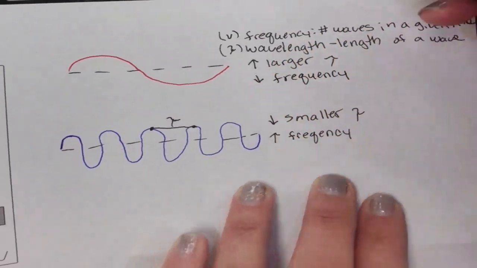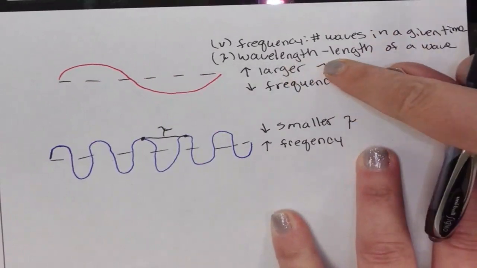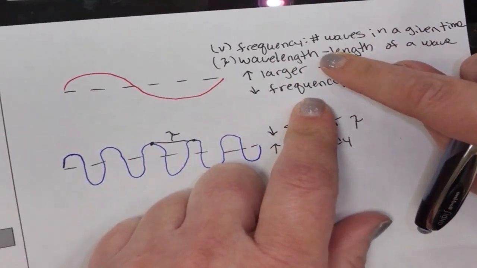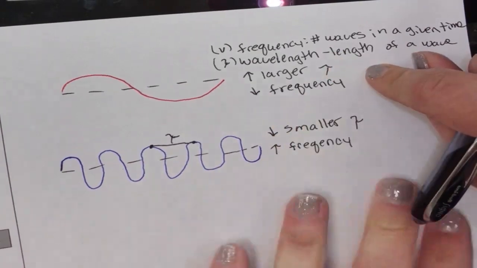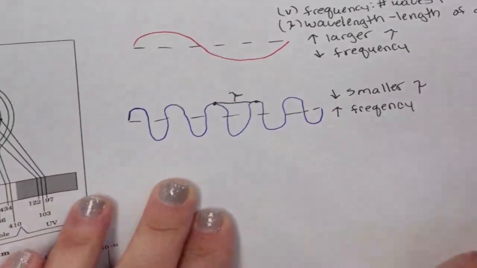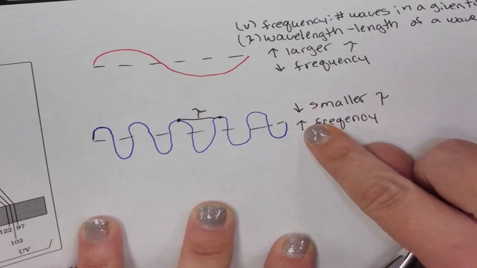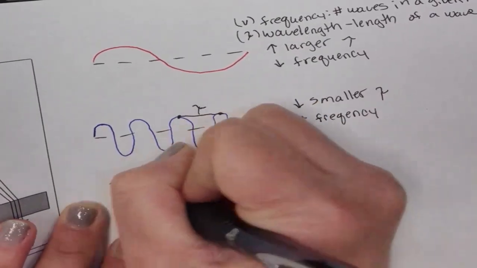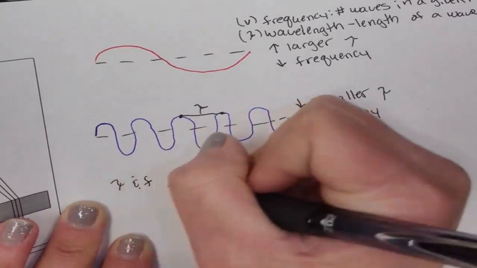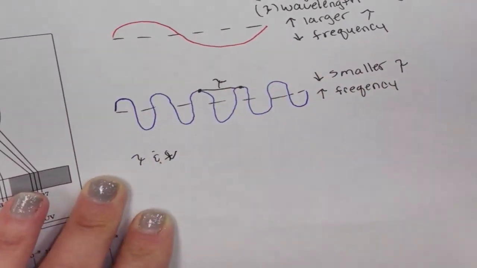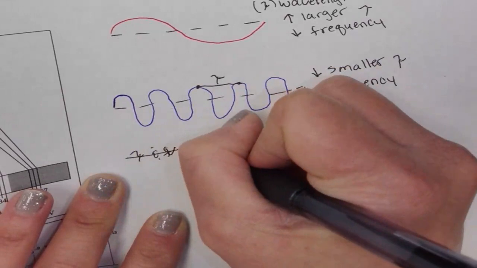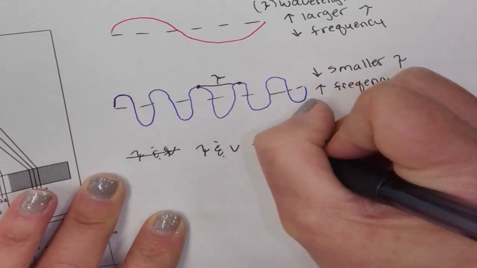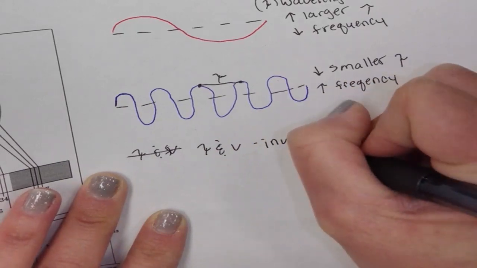So what kind of relationship is this? When we have a larger wavelength and a smaller frequency, when one goes up, the other goes down. That is an inverse relationship. When one goes down, the other goes up. That is an inverse relationship. So wavelength and frequency, that's a V, have an inverse relationship.